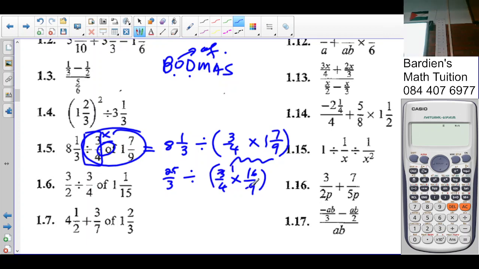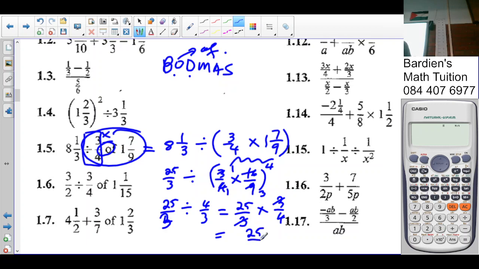Now 3 goes into 3 once, 3 going into 9, 3 times. 4 going into 4 once, 4 going into 16, 4 times. So it's 25 over 3 divided by 4 over 3, which is the same as 25 over 3 times 3 over 4. You see the 3's cancel. So the answer is 25 over 4. You guys understand? Again, you must do the of first. Make sense? Okay?